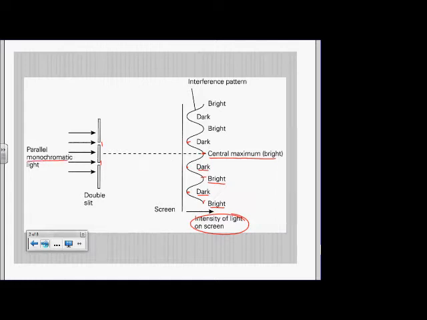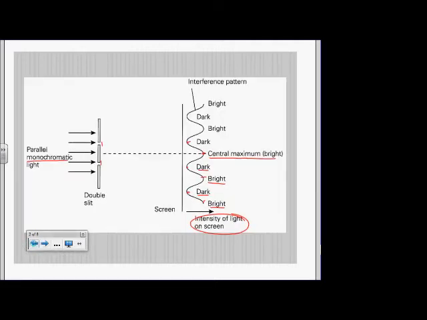Take note, monochromatic. Now you've written the definition of monochromatic in your notes already. So the question is, why do we have to have a monochromatic light source? Well, if we just pop back to the diagram again, the pattern that we're seeing over here on the right-hand side would be formed for one particular wavelength or one particular color. If we use a different wavelength, then we would get our maxima and our minima forming at different places.